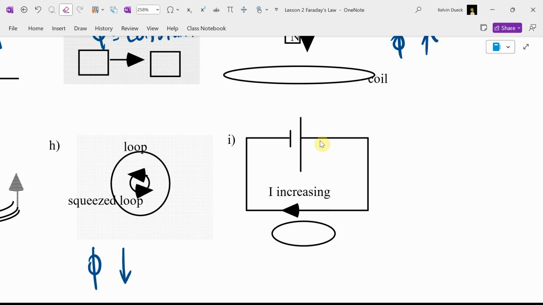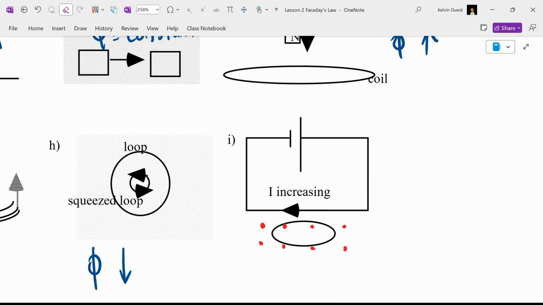Presley, I think you're right. What direction are your fingers pointing? Sorry? Out of the page. Yeah. So let's draw that. I'm going to go out of the page, out of the page, out of the page, all the way across.